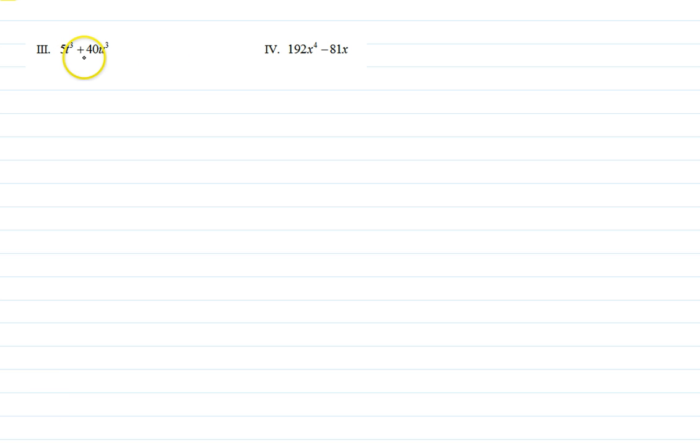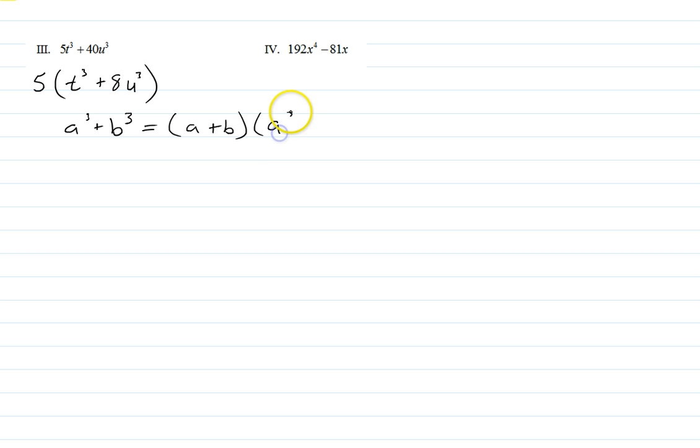So now on these ones, you'll notice that no whole number cubed is going to give me 5. And so whenever we factor, we always start with our GCF. So I can actually take a 5 out of that and get t cubed plus 8u cubed. So now the pattern's the same. a cubed plus b cubed. First sign's the same. Second one's different.